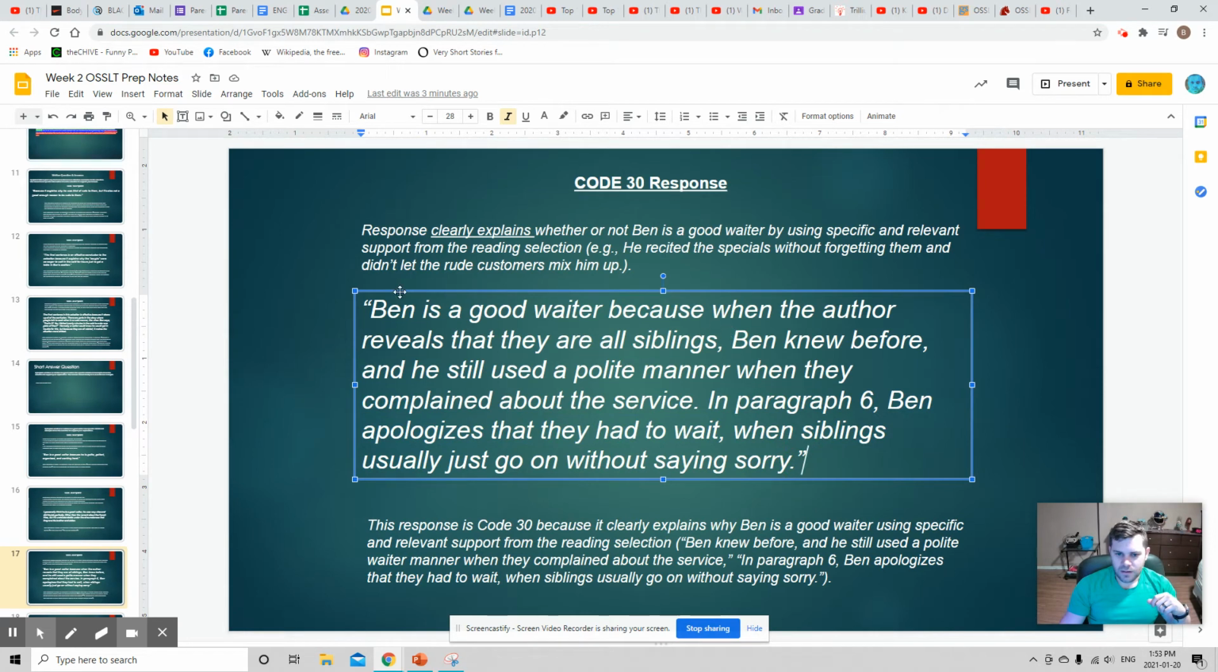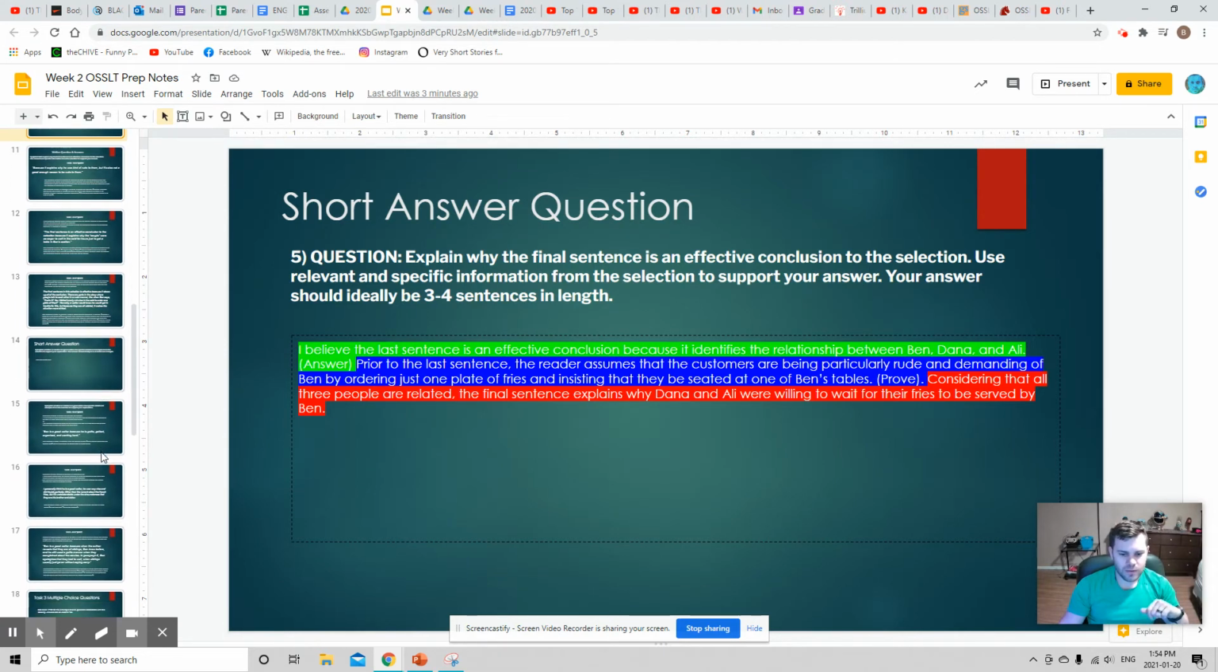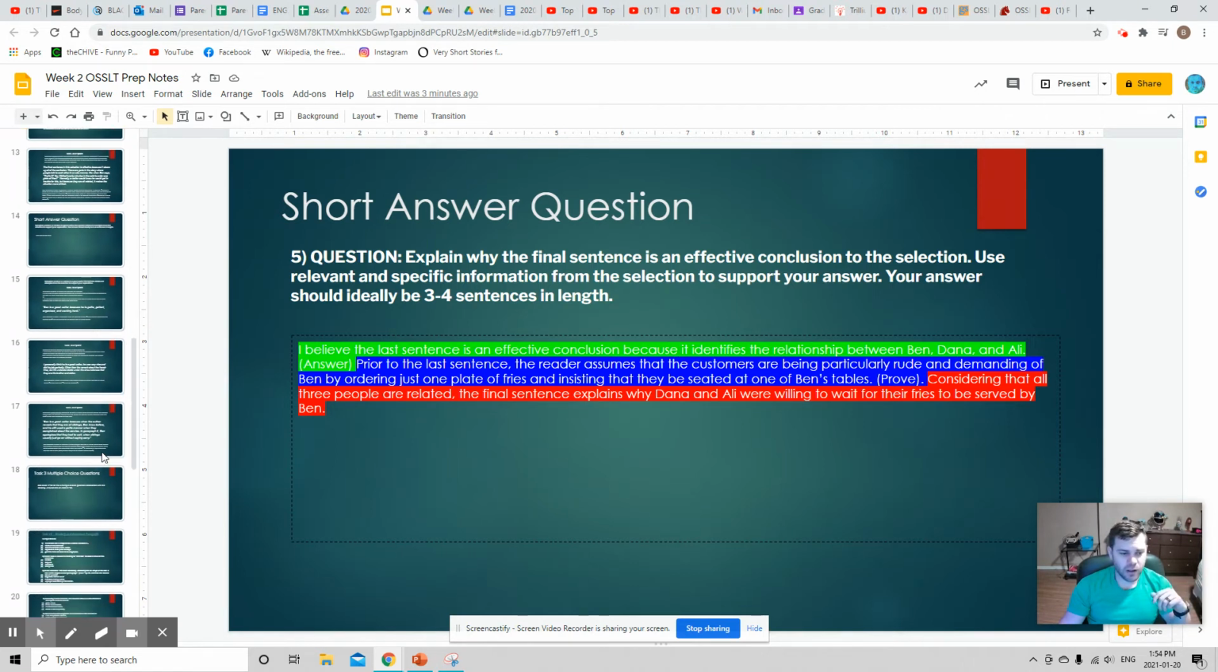And there is some explanation, but it's actually in the first sentence. The explanation is right here. But for simplicity's sake, stick to 3 sentences: answer, proof, explain. That's just the easiest to remember and to follow along with.